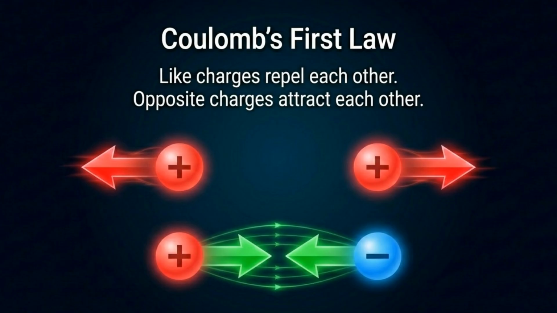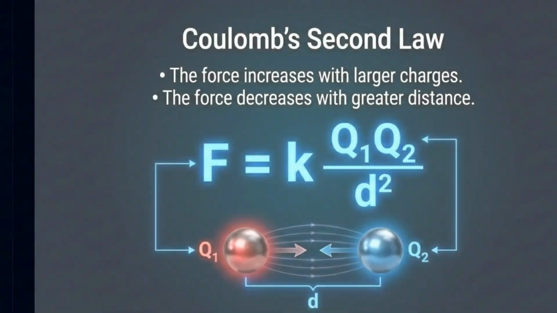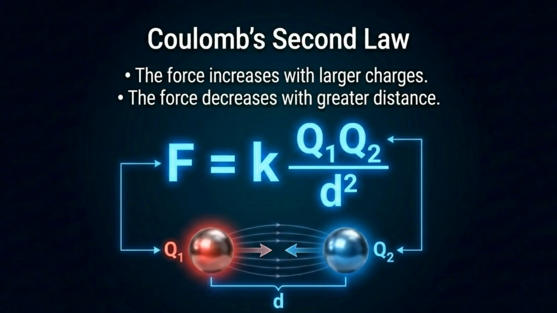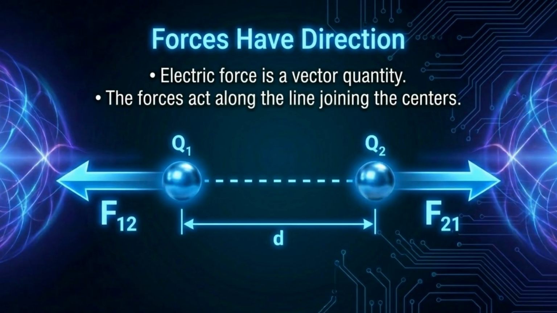Coulomb's first law describes charge interaction: like charges repel each other and opposite charges attract each other. Coulomb's second law defines the force between two charges. The force increases with larger charges and decreases with greater distance, following this formula. Electric force is a vector quantity, meaning it has direction. The forces act along the straight line that joins the centers of the charges.